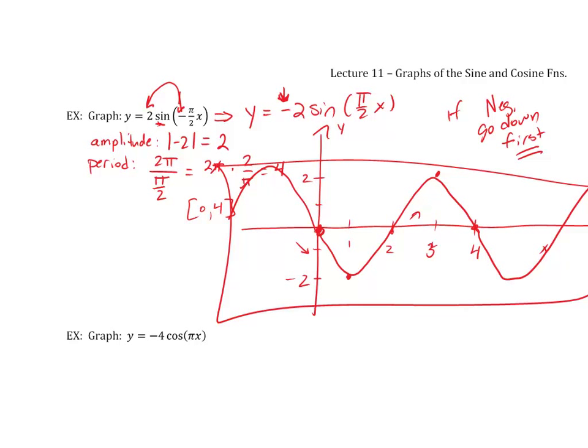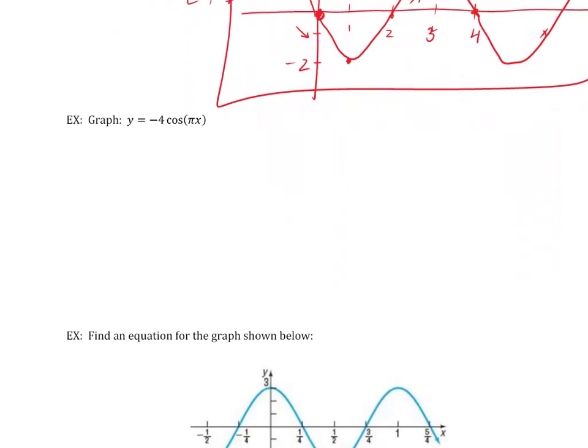All right, let's do a cosine function now. Let's go ahead and do this one. Amplitude is going to be the absolute value of negative 4. I don't have to worry about pulling a negative out because omega is already positive. That gives me 4 for the amplitude. And the period, 2 pi over omega, is 2 pi over pi, or 2.